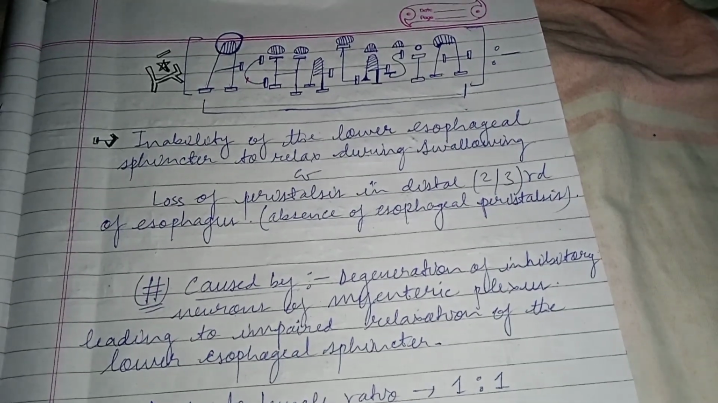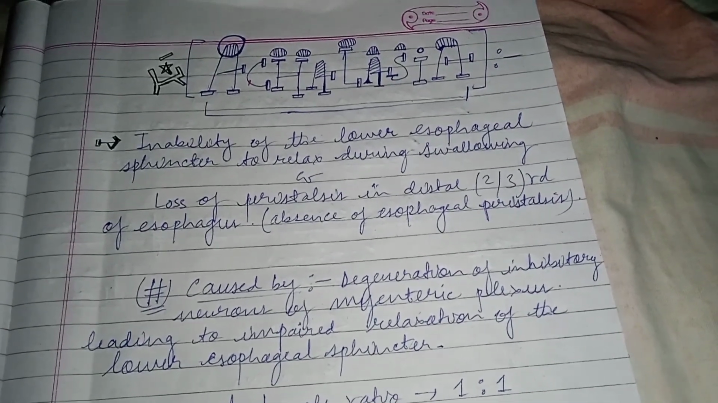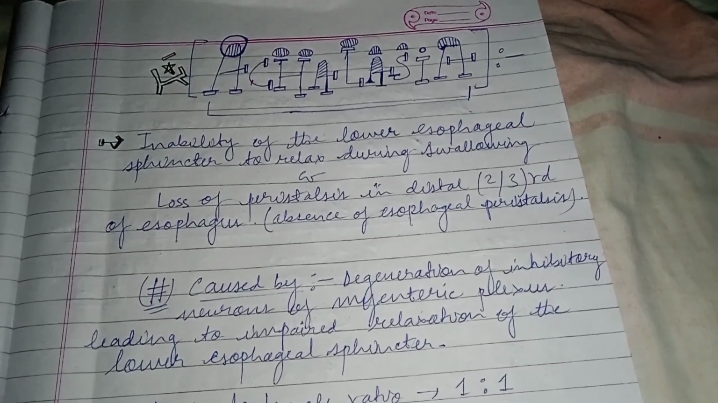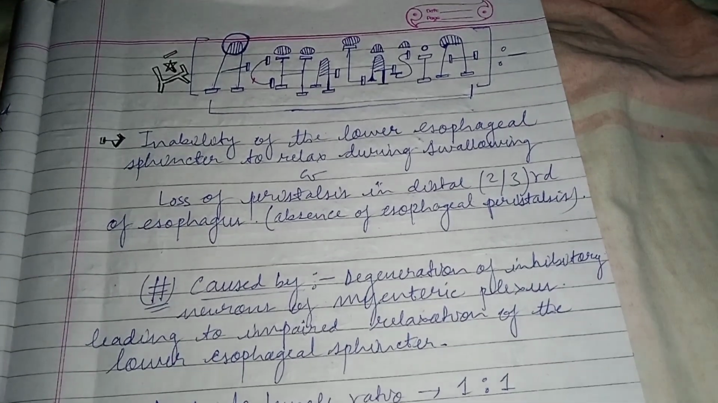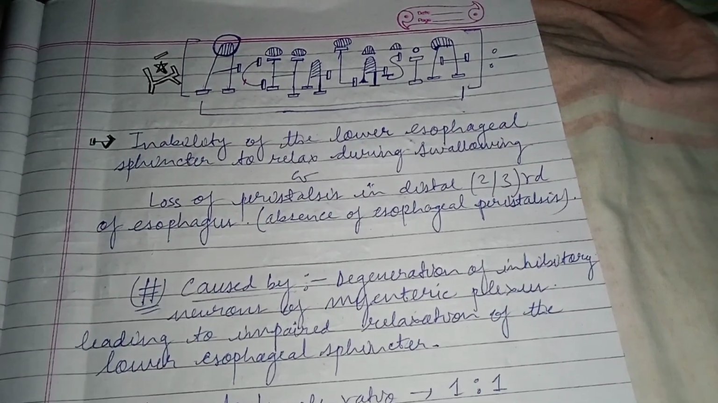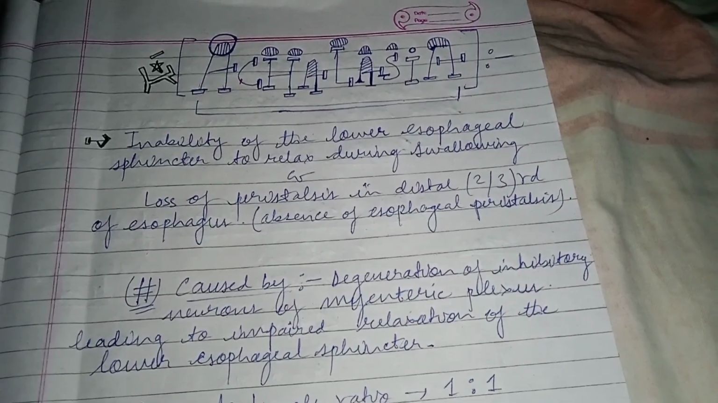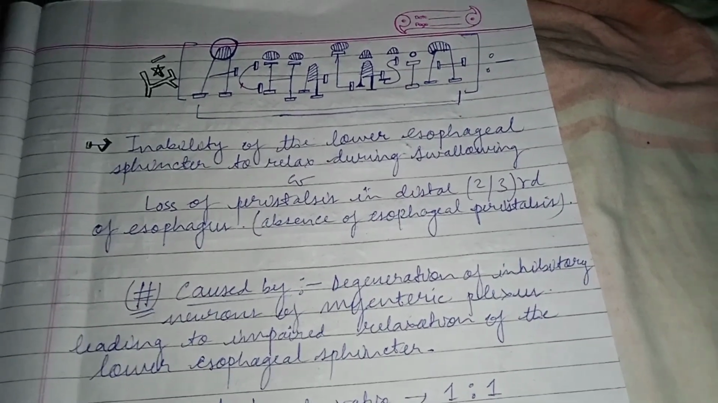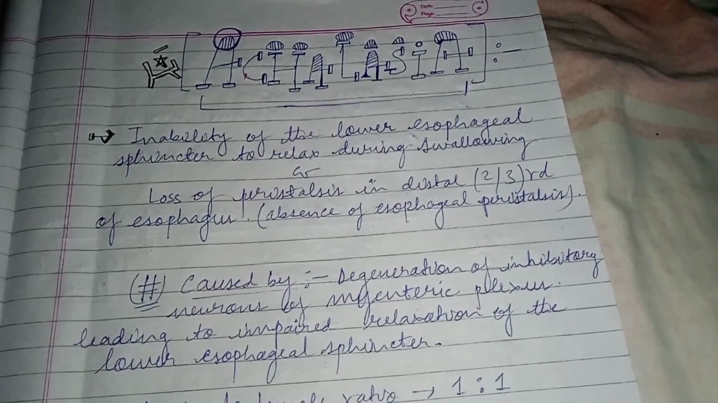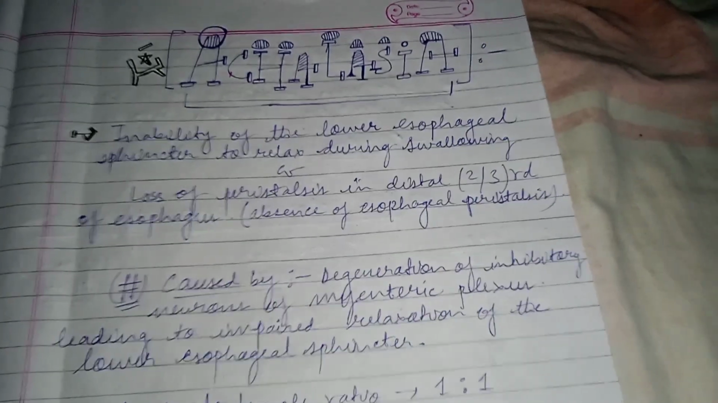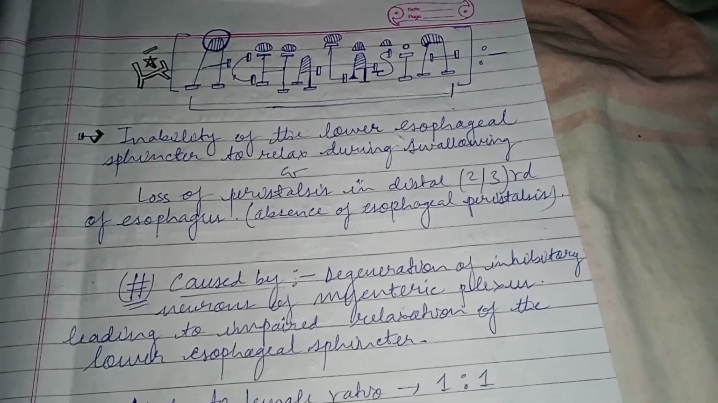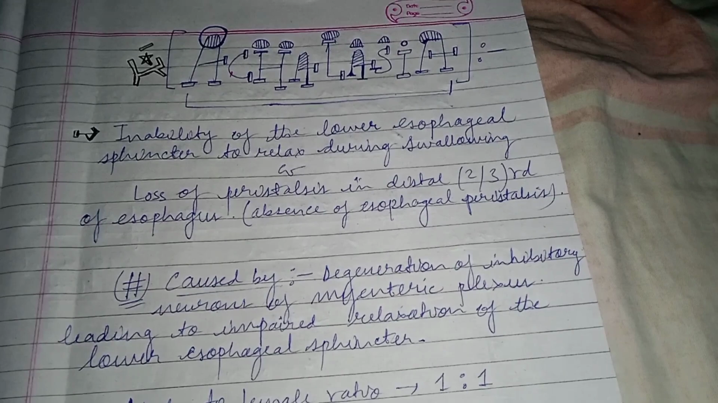The first point mentions that it is the inability of the lower esophageal sphincter to relax during swallowing and loss of peristalsis in the distal 2/3 part of the esophagus, and thus the absence of esophageal peristalsis. I repeat, the inability of the lower esophageal sphincter to relax during swallowing and the loss of peristalsis in the distal 2/3 part of the esophagus, and thus there is absence of esophageal peristalsis.